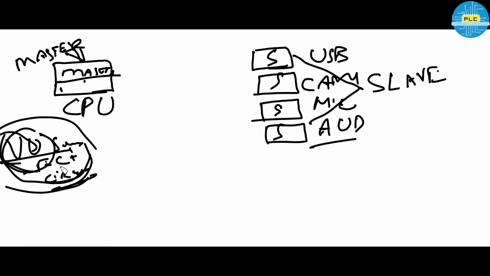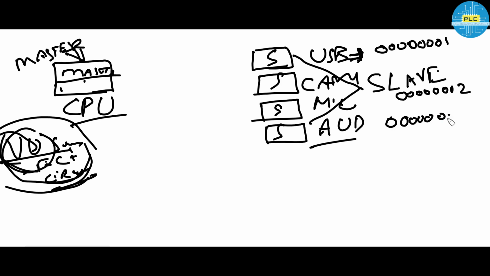For example, the master is the CPU, and the slaves are USB, camera, mic, audio. In a laptop motherboard, at the digital software level, each and every slave will have an address. For example, 001, an 8-digit address. This one is 00000002. This one is 0000003. How does it communicate with the master? That is a very interesting thing. Here this one I take as 2, this one is 1, this one is 3, and this one we consider as 4.